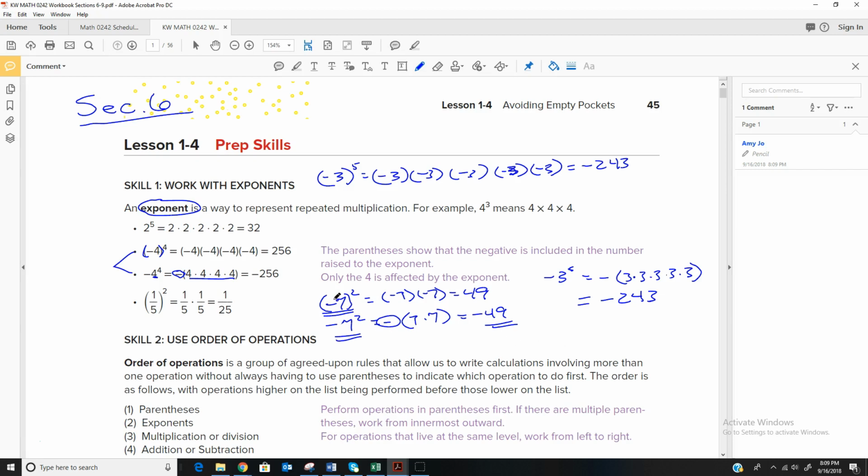So when you type this in your calculator, if you want negative 7 squared, make sure you do parentheses negative 7 parentheses squared, if you want negative 7 times negative 7. And then this last one just is 1/5 squared, just showing that you could do this with a fraction. So that'd be 1/5 times 1/5, or 1/25.